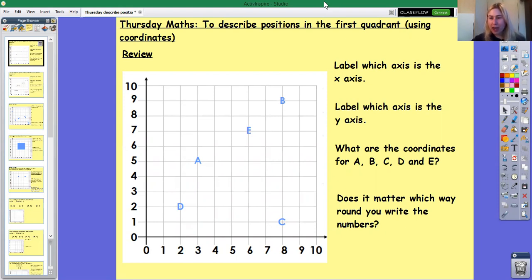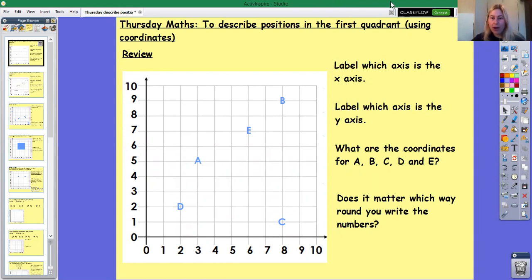And we're not looking at 3D shape anymore this week. We're going to look at describing positions in the first quadrant on a coordinate grid. We're going to be thinking about 2D shape again and describing positions, and then next week we're looking at reflections and translations using 3D shapes and coordinates. So this is your first lesson that's going to help you with all of those things.